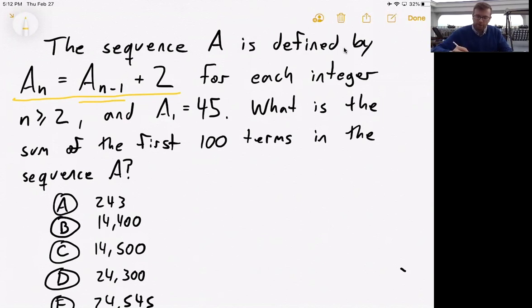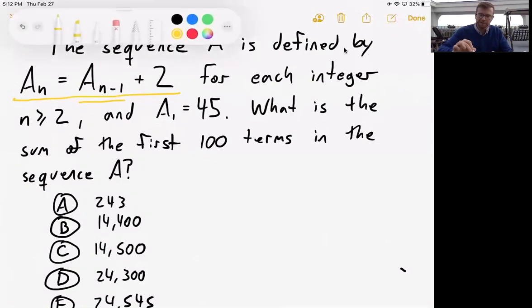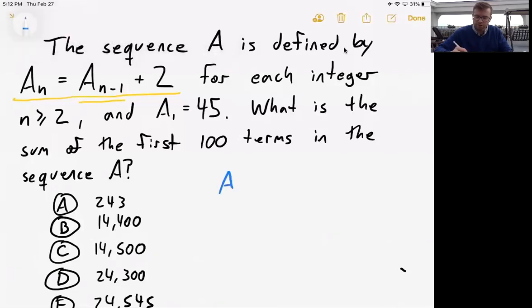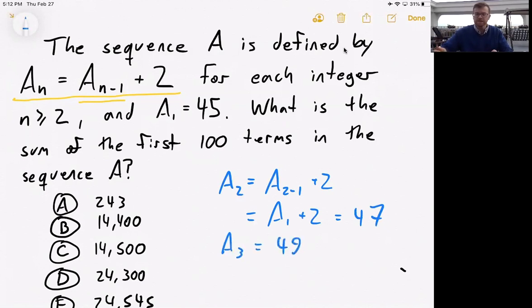If I want A2, for example, A2 would be A sub 2 minus 1 plus 2, or A1 plus 2, just the previous term plus 2. They gave us A1, so A2 is 45 plus 2, which is 47. Then A3 would be that previous term A2 plus 2, so it's 49. So we can see that this goes 45, 47, 49, and obviously 51, etc.